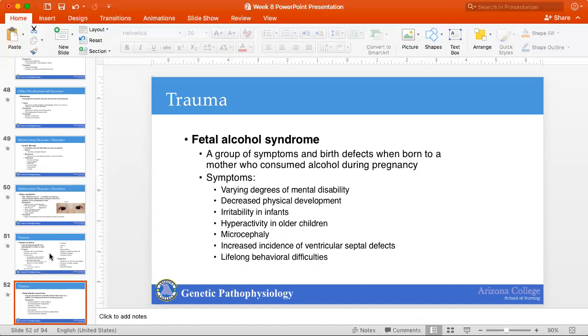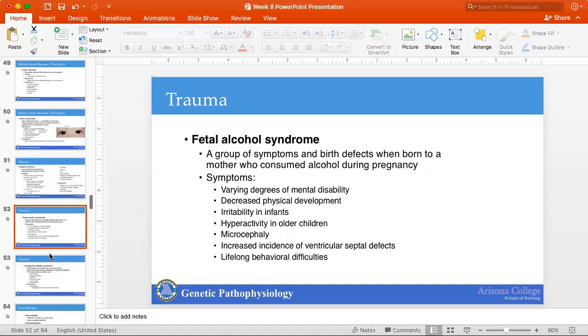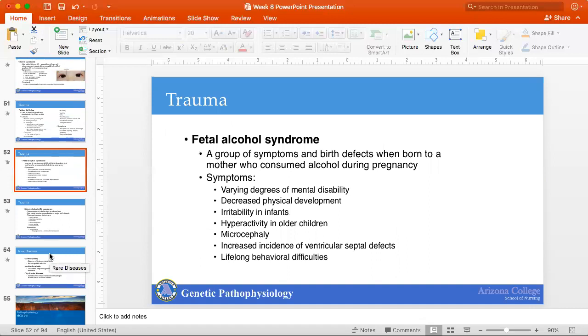Fetal alcohol syndrome. This is a group of symptoms and birth defects when born to a mother who consumed alcohol during pregnancy. Varying degrees of mental disability, decreased physical development, irritability in infants, hyperactivity in older children. Microcephaly, which is an abnormally small head. Increased incidence of ventricular septal defects and lifelong behavioral difficulties.